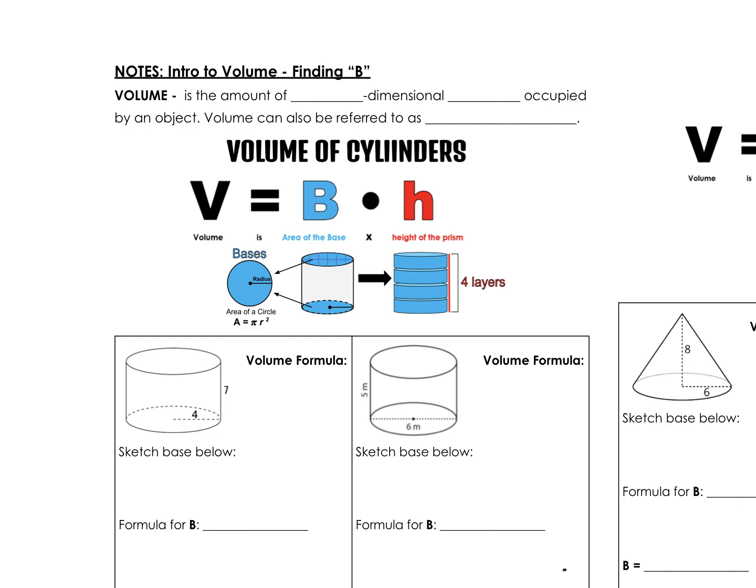Volume is nothing more than the amount of three-dimensional space occupied by an object. Okay. Sometimes we may see this referred to as capacity. Okay, capacity. So what we're really looking at is how much space is inside this cylinder.